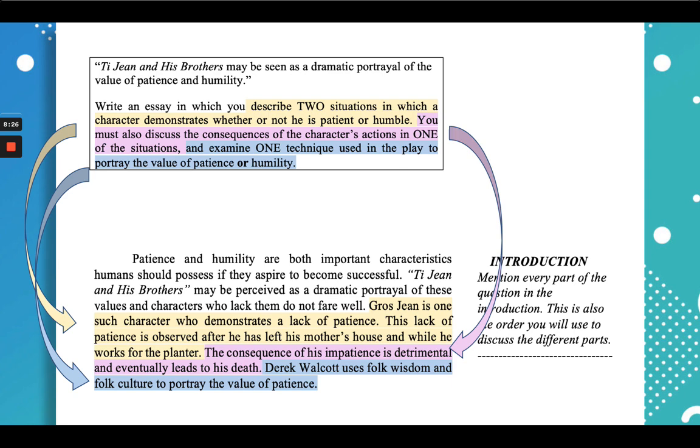So again, you're going to mention every part of that question in your introduction in order. And it's the same order in which you're going to discuss those points in your essay. So we're going to move to the first point about the 2 situations.